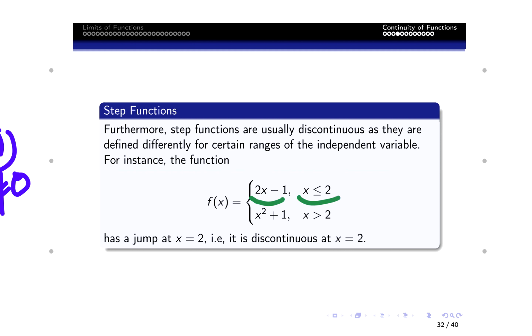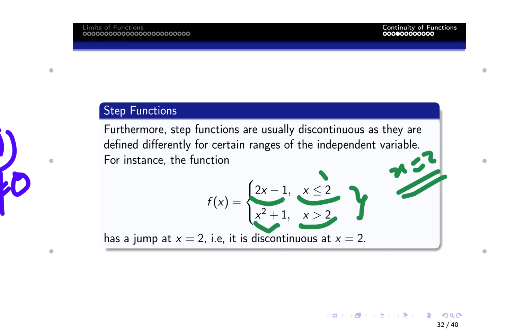So in this case, you see that at 2, there's a jump, there's a change in the definition of the function. So at x equals 2, there will be a discontinuity in this kind of function because it doesn't flow smoothly. So this function has a jump at x equals 2, that is, it is discontinuous at x equals 2.